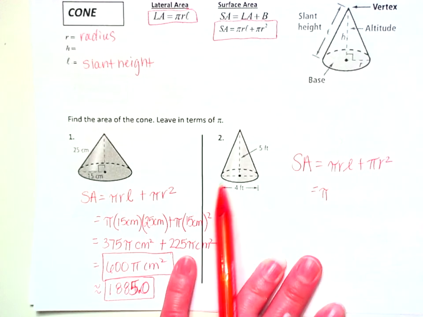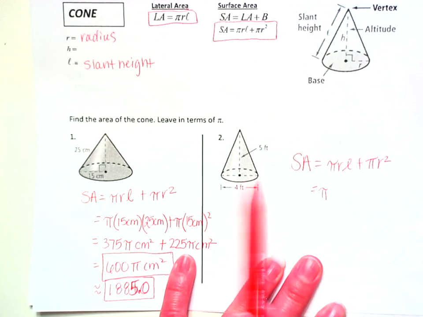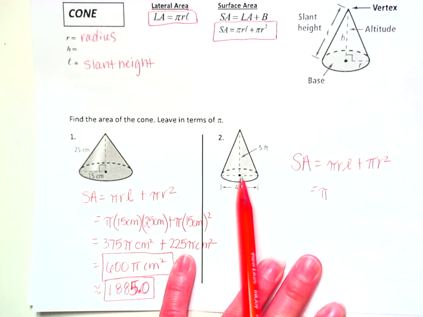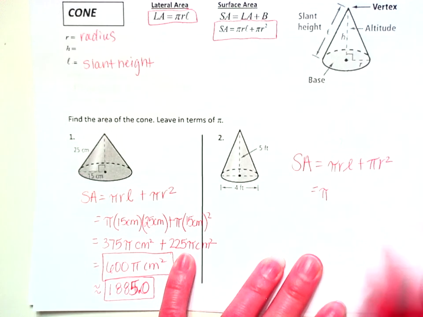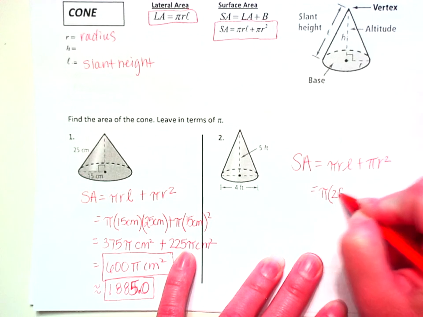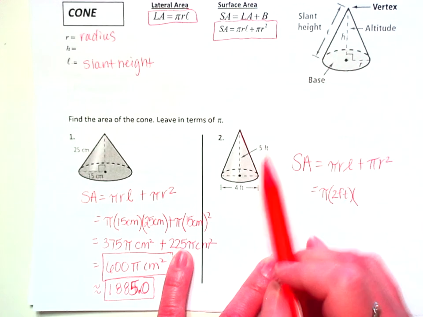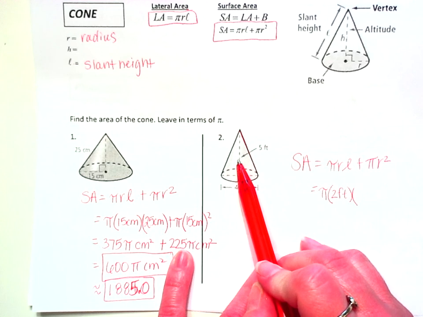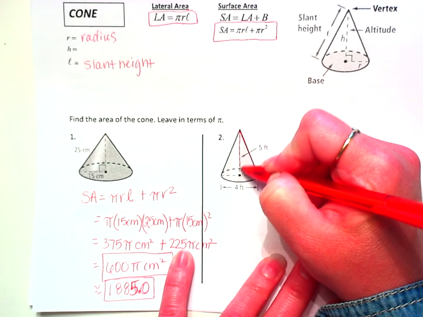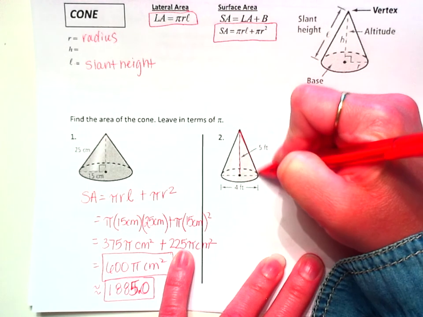Our diameter is 4, so all the way across is 4. That means our radius from center out to the edge would be 2. So radius is 2 feet. Now, they did not give us the slant height this time. They gave us the height instead. We need slant height.